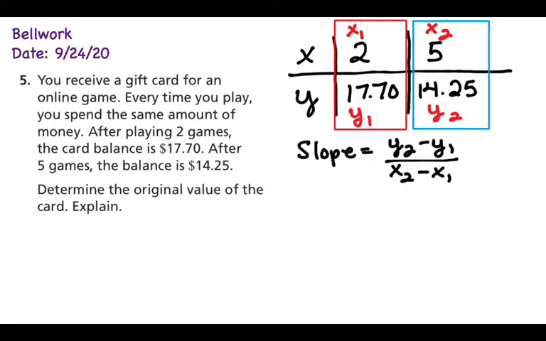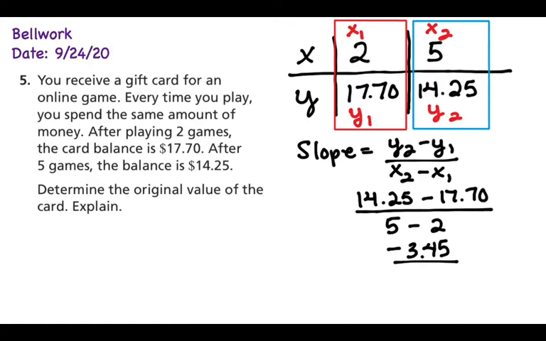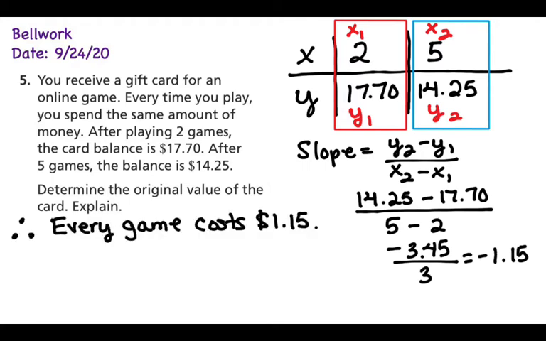So remember, our slope formula is y2 minus y1 over x2 minus x1. And when we substitute those values in, then we're going to divide. So 14.25 minus 17.70 is negative 3.45, and 5 minus 2 is 3. And when you divide that, you find it to be negative 1.15. So that means every game is going to cost $1.15.